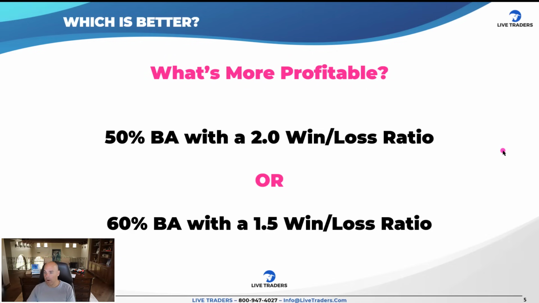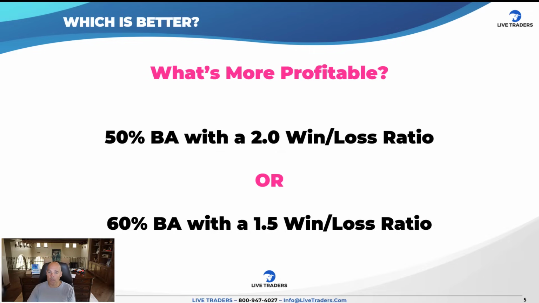What's more profitable? A 50% batting average with a 2.0 win-loss ratio, or a 60% batting average with 1.5? Which is better? Give it some thought. Take a minute. It's not meant to trick you. It's meant because if you know this, the answer should come very quickly to you.